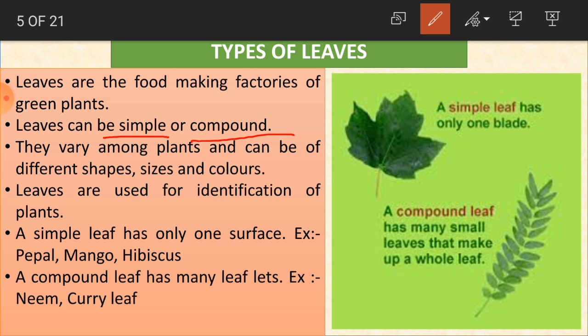Normally simple is very easy. Compound means so many. Simple here is single, compound here is so many. So leaves can be simple or compound. They vary among plants and can be of different shapes, sizes and colors. What is vary in the sense? Differ. They differ among plants.